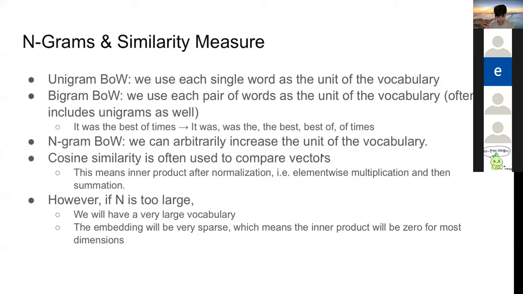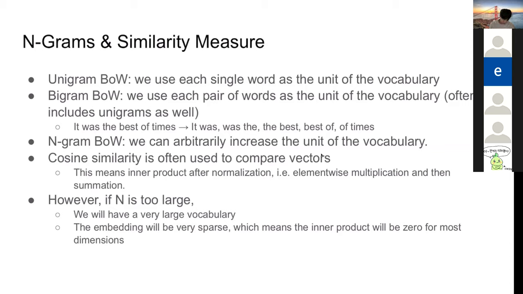But the issue here is that the vocab size will grow exponentially. Unigram, say it's 100,000 words. If you're talking bigram, theoretically it can be up to 100,000 squared, which is, how large is that? Well, that's like 10 billion. So that's pretty large, right? And if you go to trigram, then it can be even larger, like a trillion. When it becomes too large, that means your vector will be very sparse because it will be activated in only a few dimensions. And that means your inner product will be zero anyway for most dimensions. And that's not so useful, right?